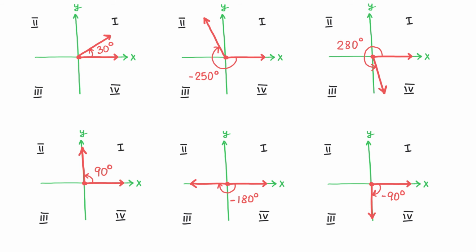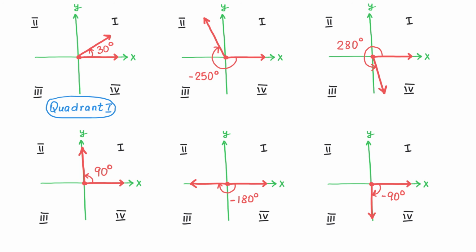Now let's take a look at the following angles in standard position. First of all, the rectangular coordinate system divides the entire plane into 4 regions, and these regions are called quadrants. Here we have quadrant 1, then quadrant 2, then quadrant 3, then quadrant 4. The first angle has a measure of 30 degrees, and it's positive because it's generated by a counterclockwise rotation. The terminal side of this angle lies in quadrant 1. Then we say that this angle is located in quadrant 1.